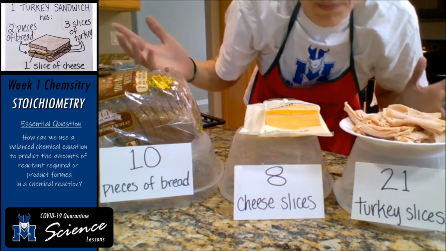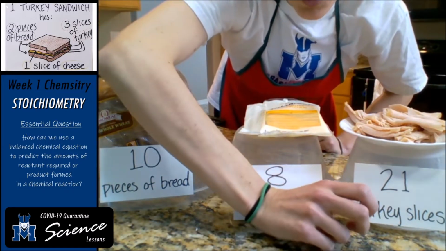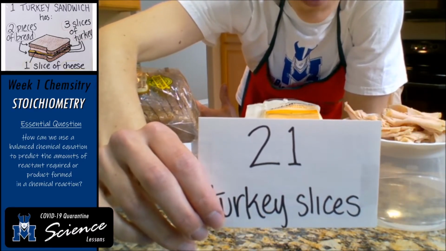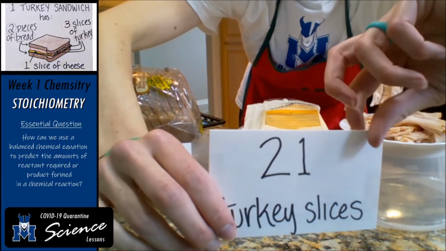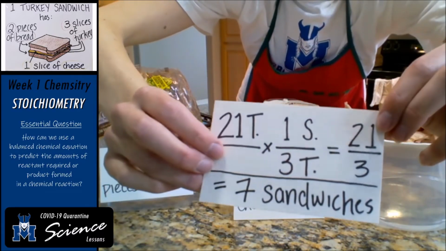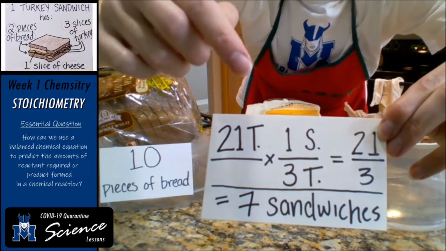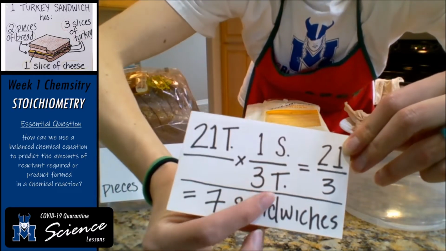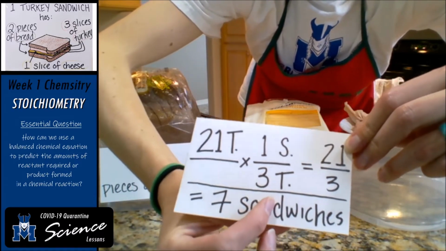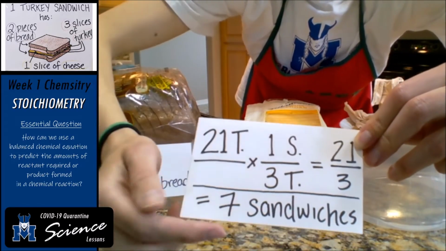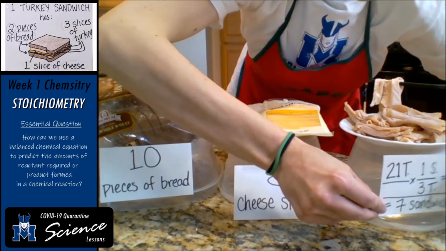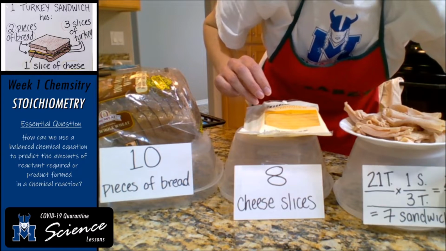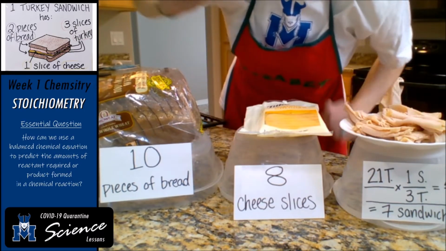Okay, so the big reveal. If we have 21 turkey slices, every sandwich is going to have 3 slices of turkey, so you probably can figure out that that would make 7 sandwiches. You take your 21 turkey slices, with 3 turkey slices per sandwich, not 3 whole turkeys. So 21 divided by 3, you can make 7 sandwiches from those 21 turkey slices. If the turkey is what was limiting, we can make 7 sandwiches, but we have a limited amount of the other ingredients. So let's take a look.